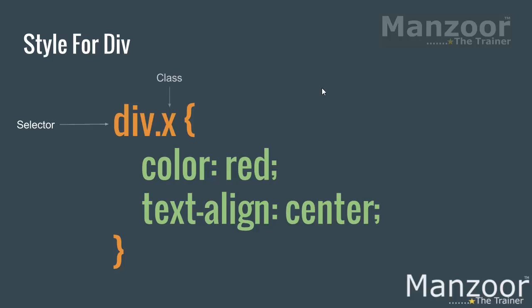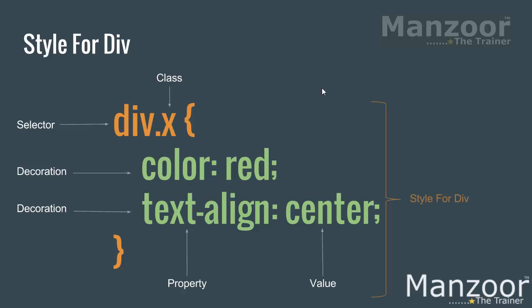And .x is class. Now what is class? Why do I need class? We will see that. These are decorators. We call it as decorators. So we are decorating color and text alignment. This is your property and this is your value. So each decoration will have property and a value. You can have list of decorations for a particular element. Now this complete thing is a style for div.